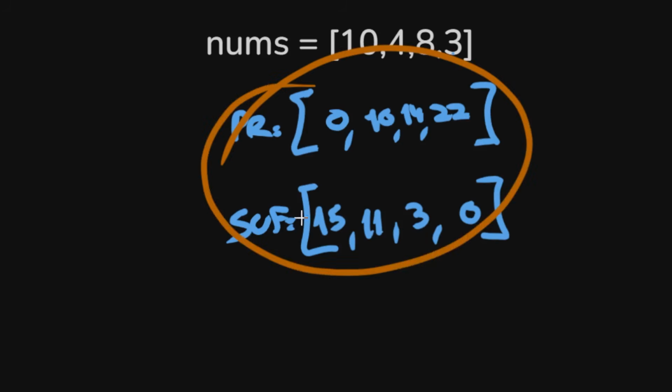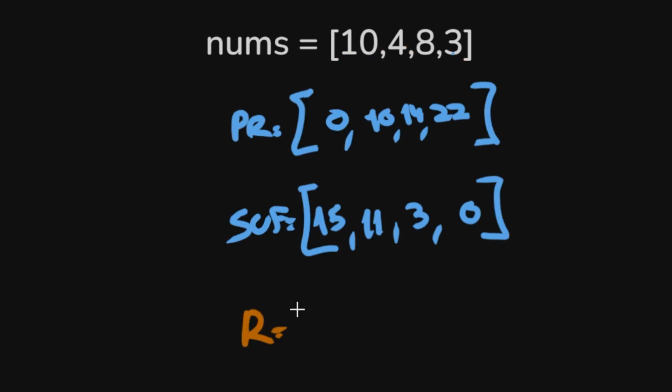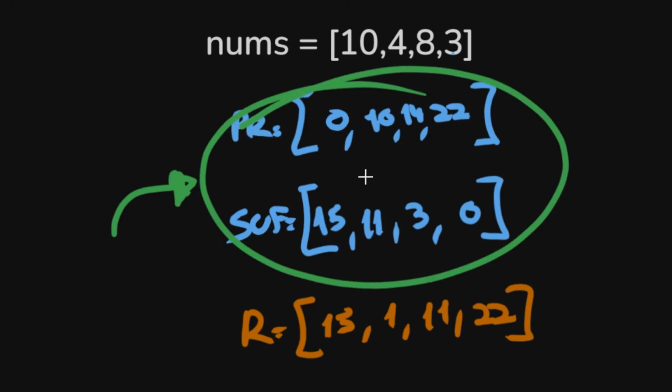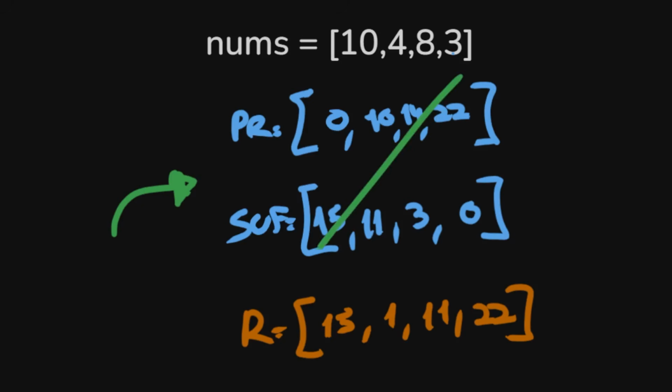And now with this, how can we build the result? Well, we start from this index. The absolute difference between these two numbers is 15. The absolute difference between these two is 1. Here it's 11 and here it's 22. So this is the result. So you can actually build these two arrays. This is a valid solution, but in the code we will use something more simple.